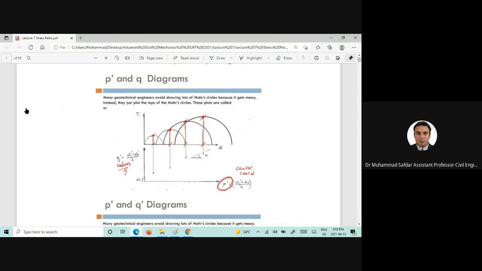Now, till now, we know the states of stress at a point in equilibrium can be represented by Mohr circles. So these are the points. And sometimes it's convenient to represent those states of stress by a stress point which has the coordinate.